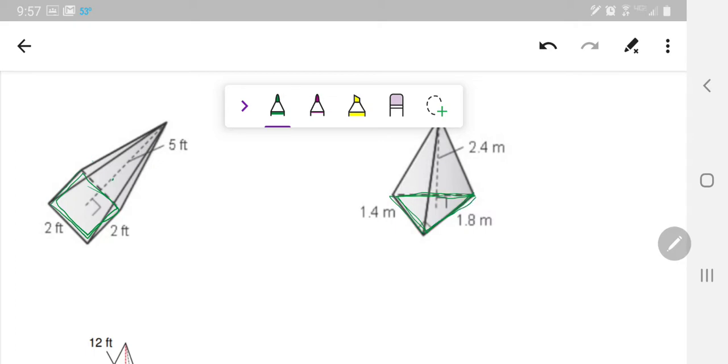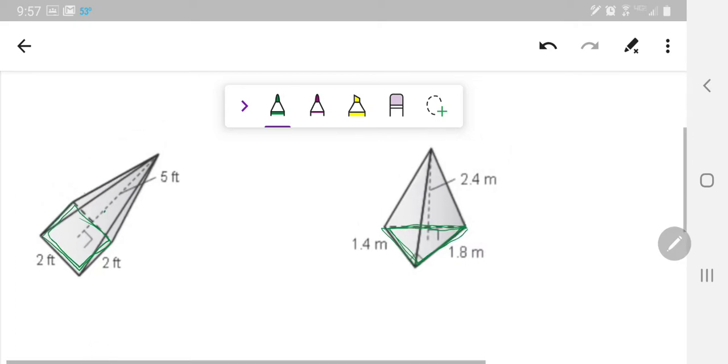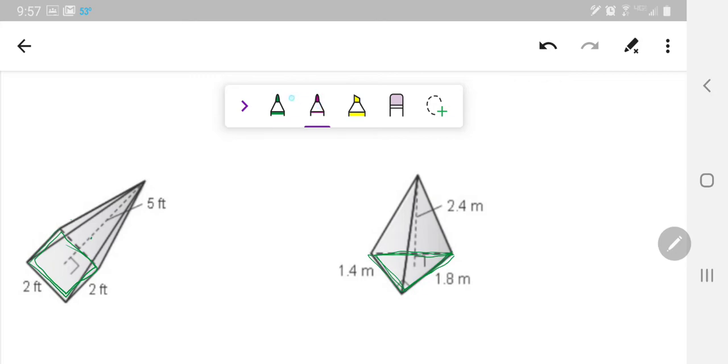So we use the same formula to find the volume. Volume equals capital BH. Oops, sorry, that's for a prism. Volume equals 1/3 capital BH. So that's how we start.